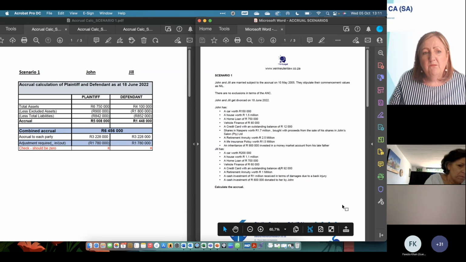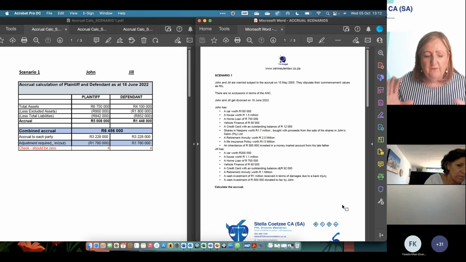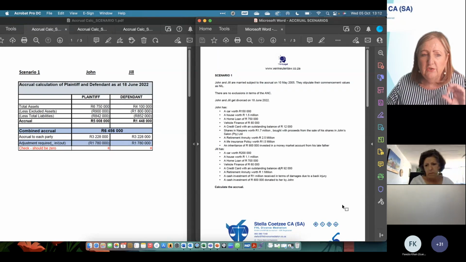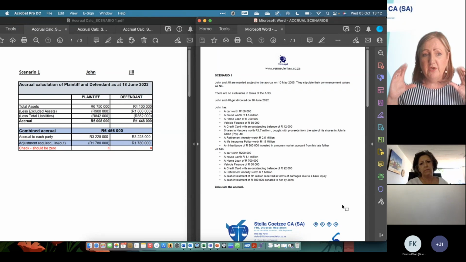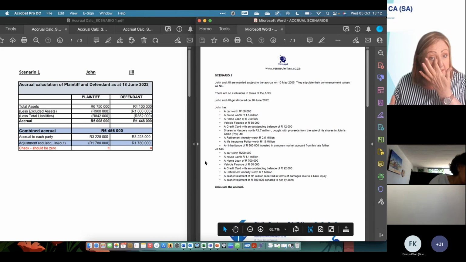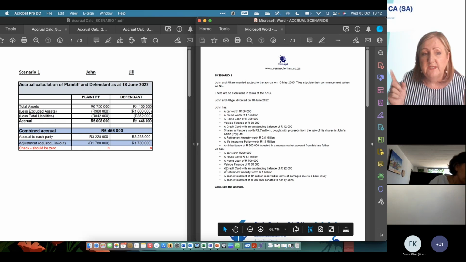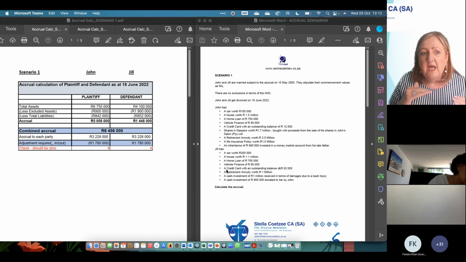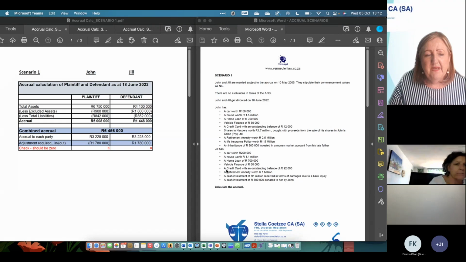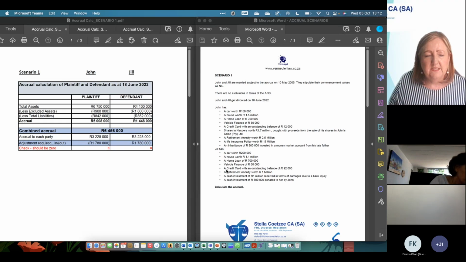Scenario 1. First, for your information, the structure of how I'm going to present the solution is I'm first going to give you the overview of the total, what the actual accrual is going to be. And then we'll go into details of this summary of the accrual, how we got to those values. On this scenario, I made an assumption that John is the plaintiff and Jill is the defendant.